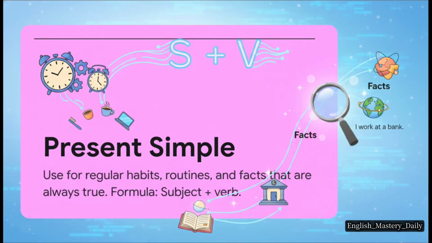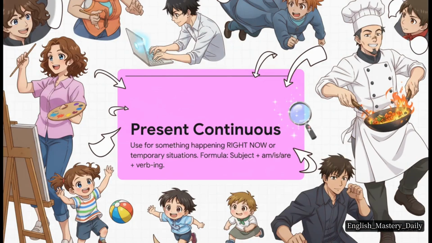First up, we've got present simple. This is your go-to for habits and facts. Things that are generally true. The formula couldn't be easier. It's just the subject plus the verb. For instance, I work at a bank. It's just a fact about my life. Simple as that. Next is present continuous.